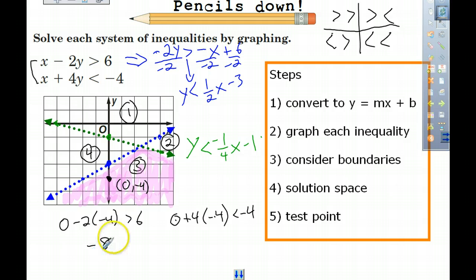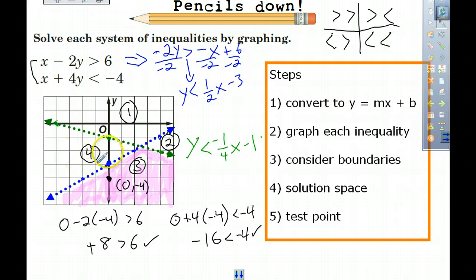Let's see here. Is negative 8 greater than 6? Negative 2 times negative 4 is positive 8, so positive 8 is greater than 6. Yes. And here, is negative 16 less than negative 4? Yep. We picked the right region.